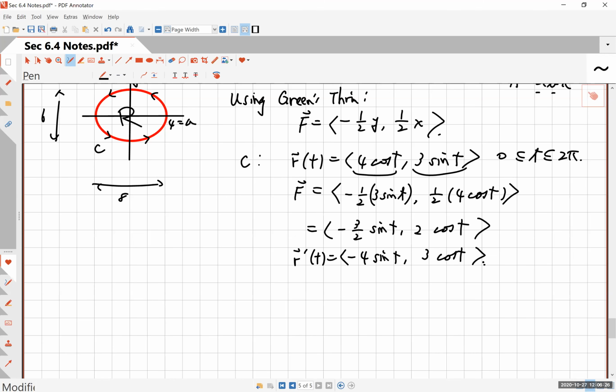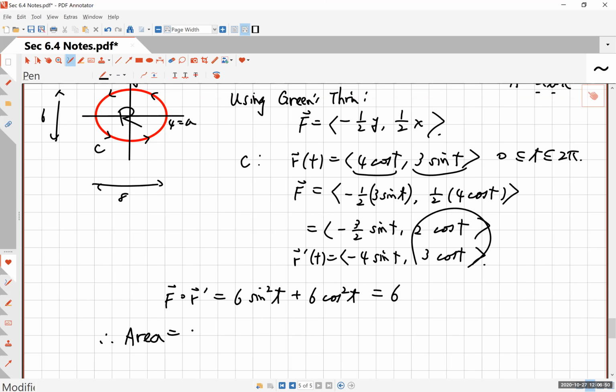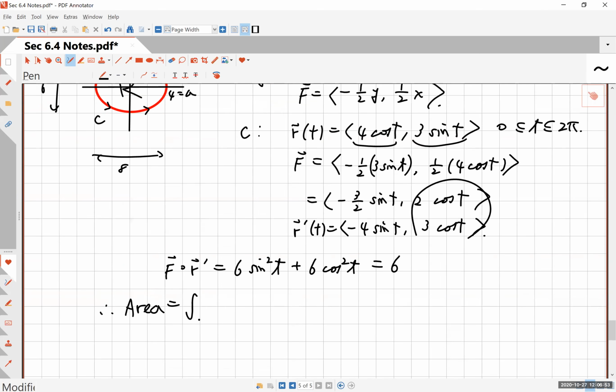Okay, so now let's integrate. Let's do F dot r prime. Let's take the dot product of this. So you get negative 12 over 2, that's negative 6 sine squared t, plus, and then you multiply these two, that's 6 cosine squared t, and that's just 6. All right, so the area, according to what we derived up here, is the single integral of F dot dr over the curve. That's from 0 to 2 pi of 6 dt, and that is 12 pi, as we expected, right? And so that's how you can find the area.